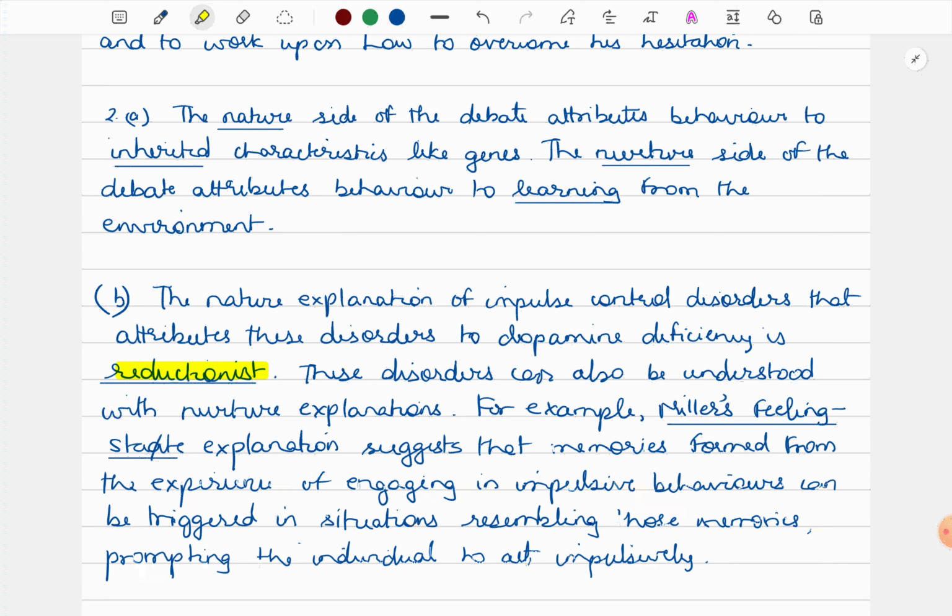And then what is important is a specific explanation. Specific, not generalized. Explanation, not a simple statement. Not just saying, oh, it is deterministic, it should have supported free will, or oh, it is nature, it should have supported nurture. No. Explanation, elaboration. I have elaborated with Miller's feeling state theory. You could elaborate with a different theory or with the help of a different point. Okay, let's come to the next question.